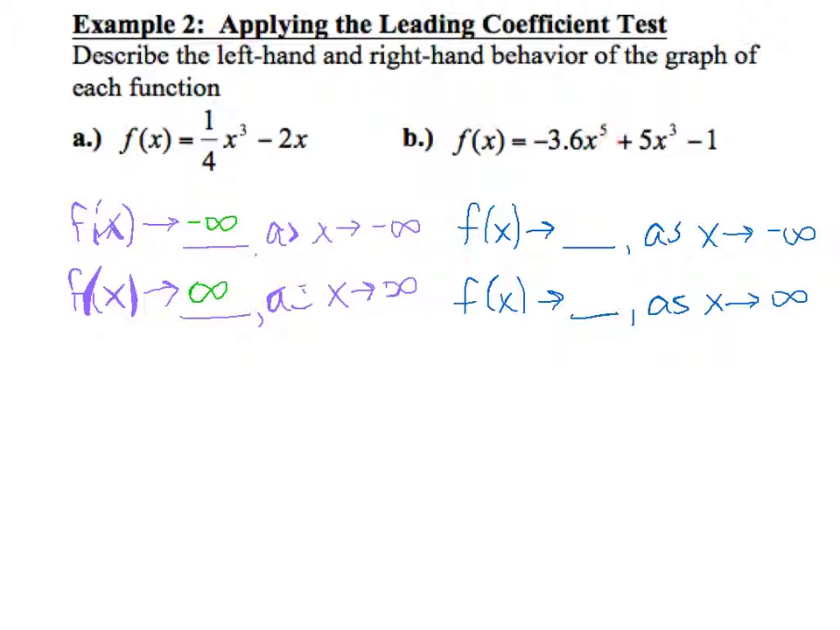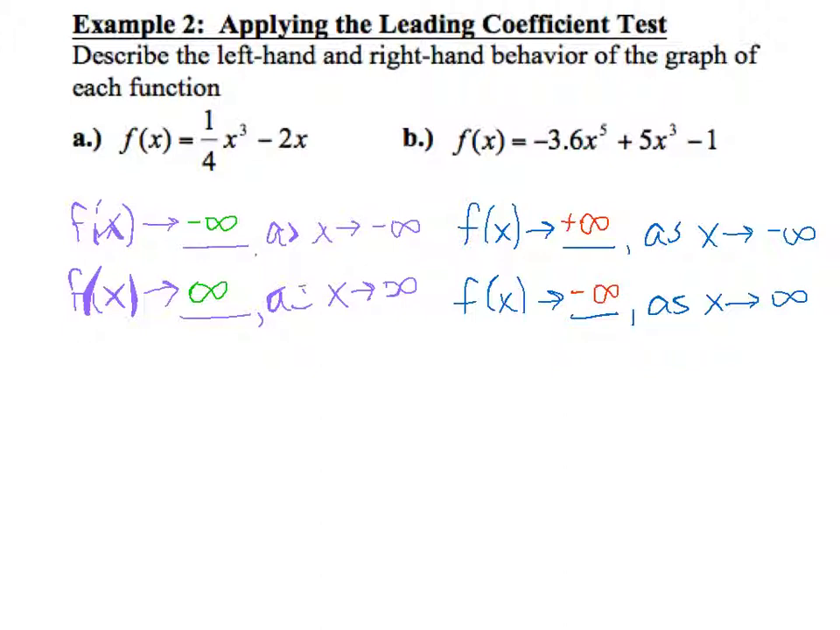We have an odd function, but we also have a negative coefficient. So that means that as we go to the left, as x approaches negative infinity, our y value is going to be going towards positive infinity, and it's going to be the opposite as x approaches positive infinity. So this means that f of x will approach negative infinity.